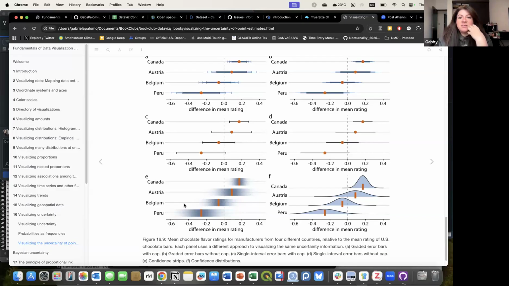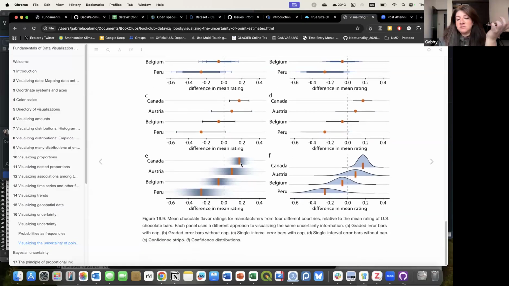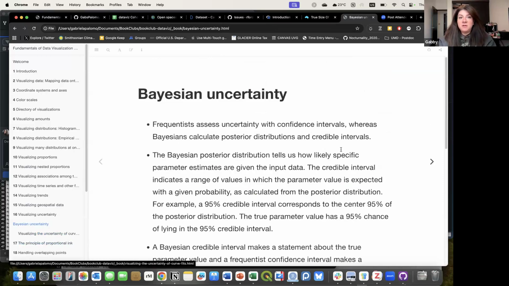Another way that I don't like, but this is another way that I've also seen confidence intervals represented, which is with a single interval error bar, but with like a gradient. Instead of being just one single line, it has that gradient. Not my preferred way, but it's another way of visualizing data. And the error bars can have a cap or they may not have a cap. It's a preference. I mean, whichever you prefer.